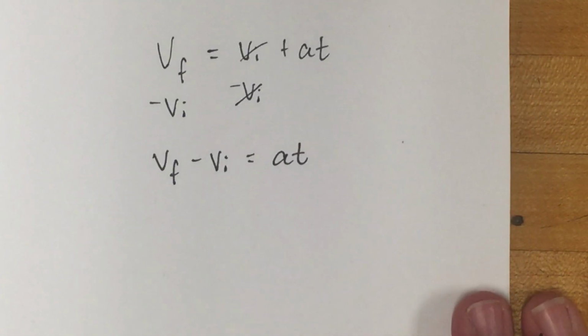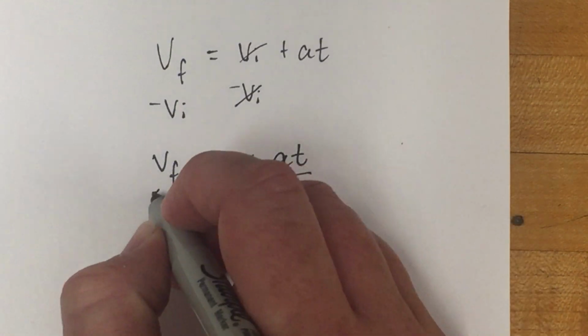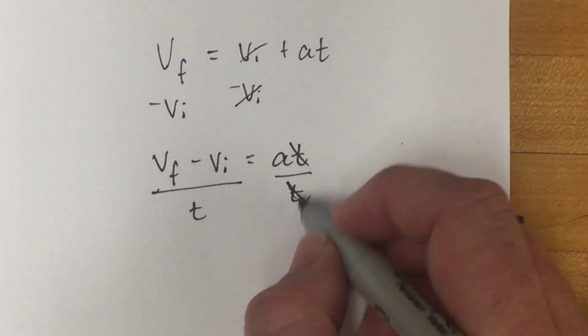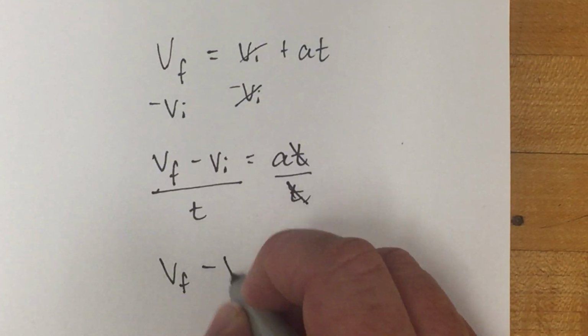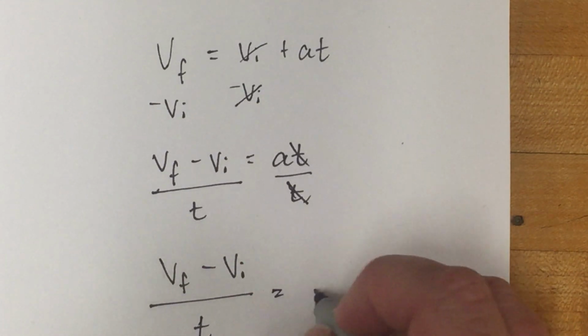Once I have that, and I'm trying to get the A by itself, then I can divide by T. I'll divide this whole side over here by T. It cancels out on this side, leaving me with just A. So I'll have VF minus VI. I'll take that whole thing divided by T equals A.